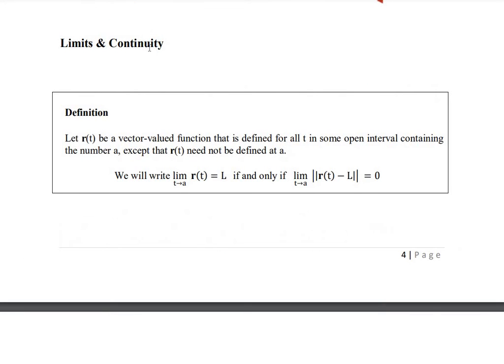The definition of limits and continuity. Let vector r of t be a vector valued function that is defined for all t in some open interval containing the number a, except that vector r of t need not be defined at a. We will write the limit as t tends to a of vector r of t equals L if and only if the limit as t tends to a of the norm of vector r of t minus L equals 0.